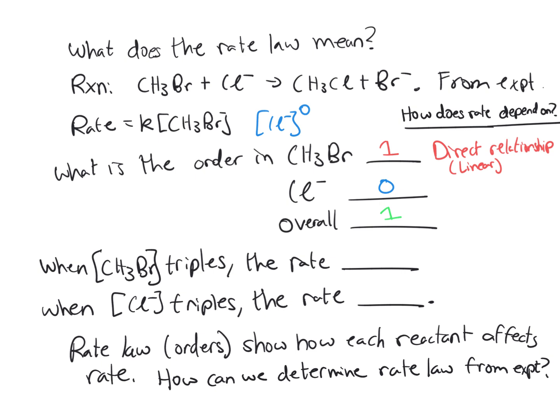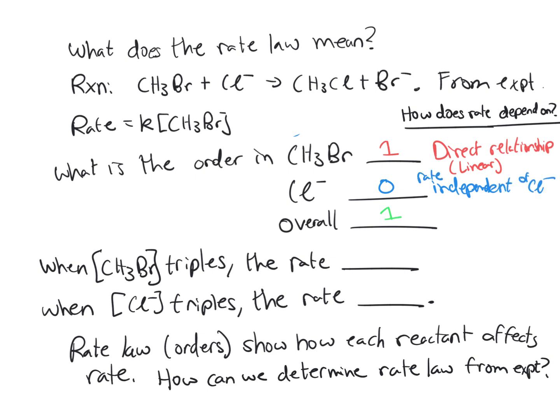Now for our other reactant, Cl minus didn't show up in the rate law at all, so that's an independent relationship. The idea here is that the Cl minus concentration doesn't affect the rate. If it did, it would have to be in this equation.